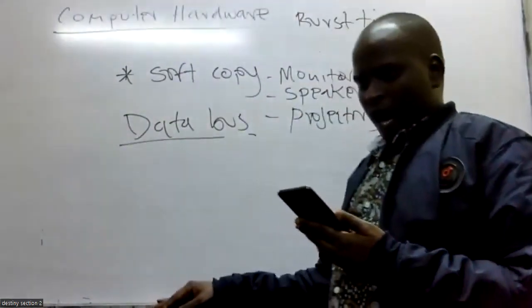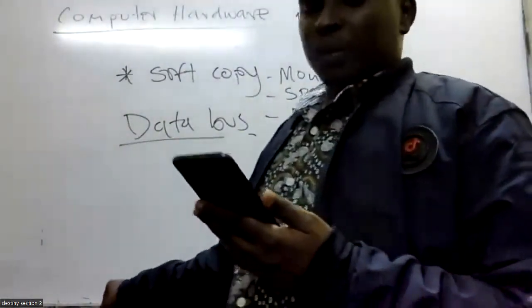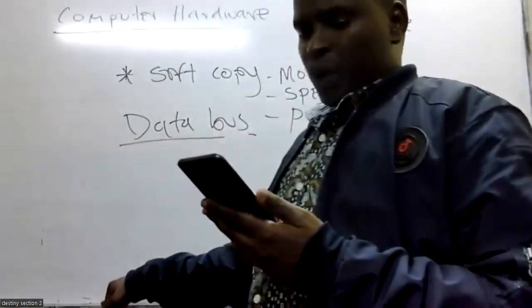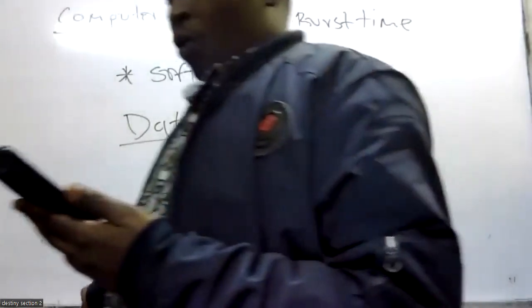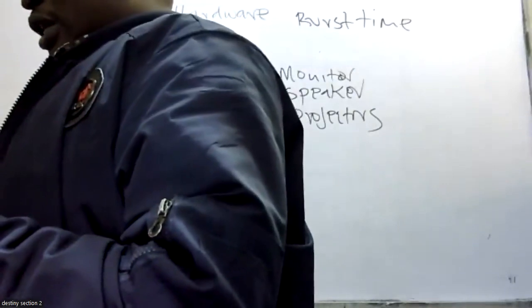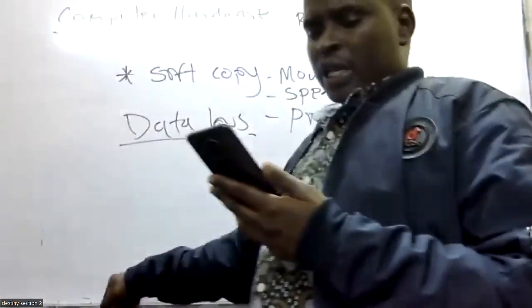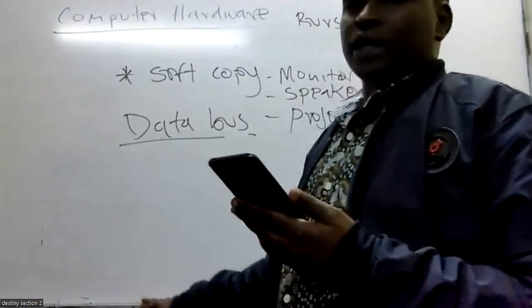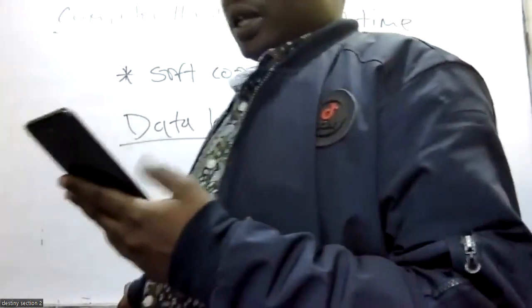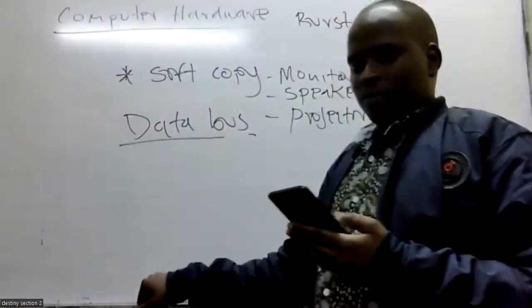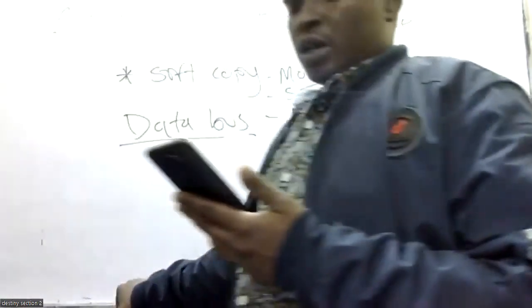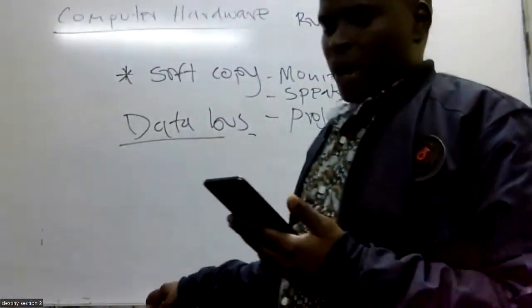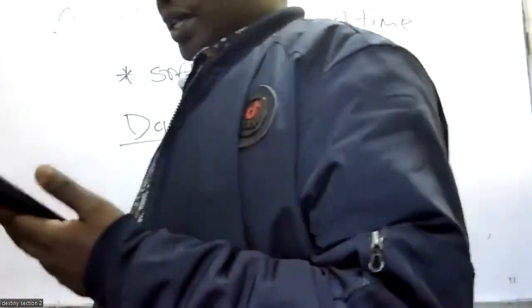And then we also have the address bus. This address bus is the pathway that is used to locate the position in the memory where the next data or instructions to be processed is stored. And then we also have the data bus. This is the pathway where the actual data transfer takes place.